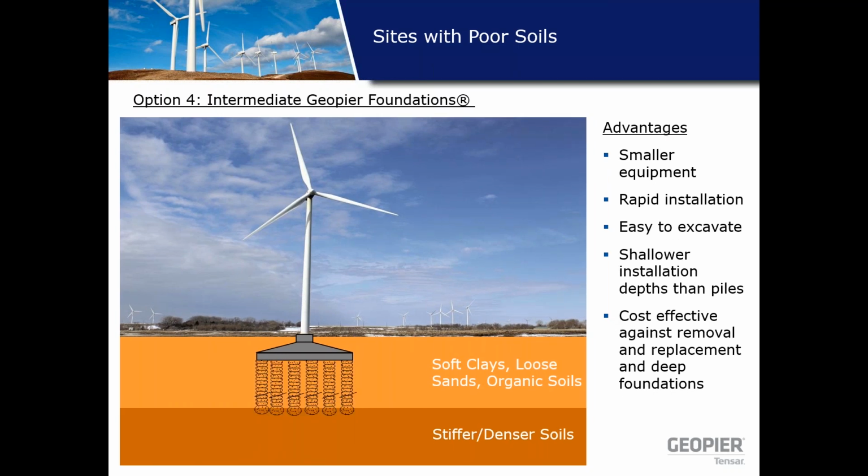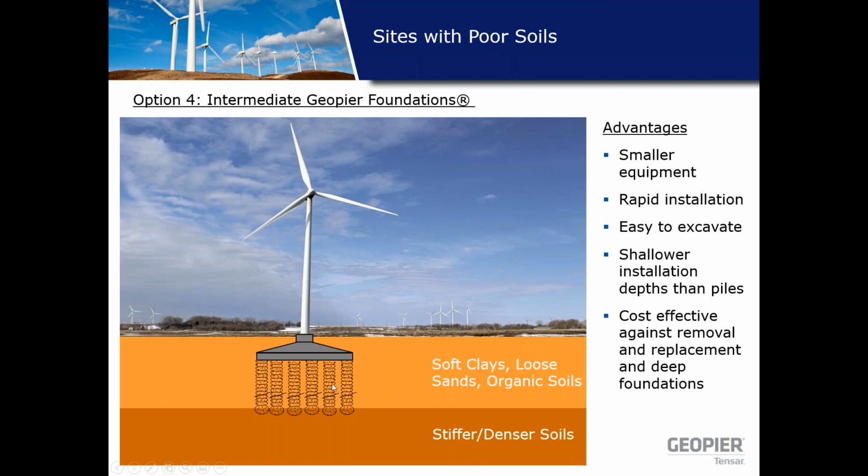And there's option 4. You could put in an intermediate Geopier foundation. So Geopier foundations would require smaller equipment. They go in very rapidly. A typical installation for a wind turbine is about 2 to 4 days. They go to a shallower depth, and they're very easy to excavate.